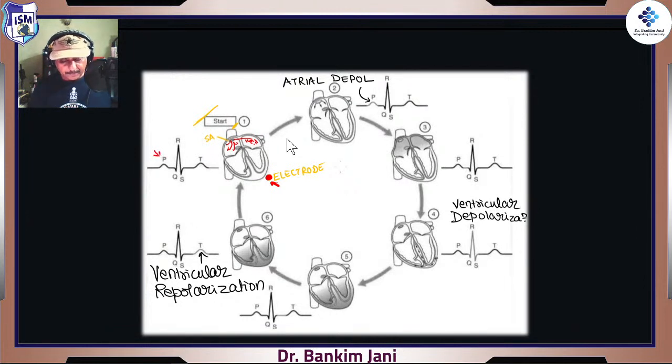Over here, as the current is going towards the electrode, the atria contract and you get the P wave. So over here is the P wave. That is atrial depolarization. Correct? Atrial depolarization. What you are watching is the current going through all that musculature, those muscles when they are acting, and that's what we are watching in its effect.